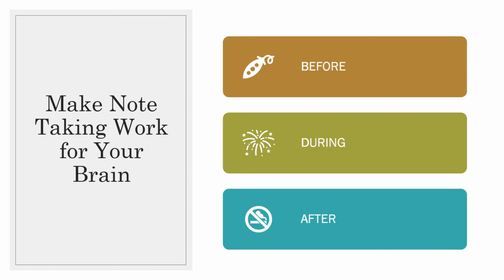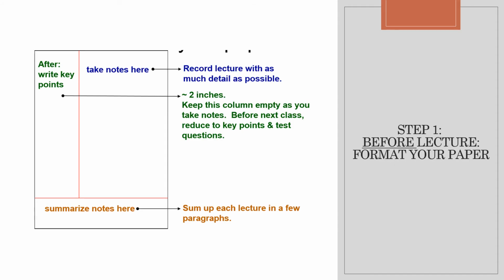Make note-taking work for your brain. These are the steps that you will complete before, during, and after the lecture. Step 1. Before the lecture, you format your paper. This is the time where the student would choose the preferred method out of the regular Cornell method or the T method.